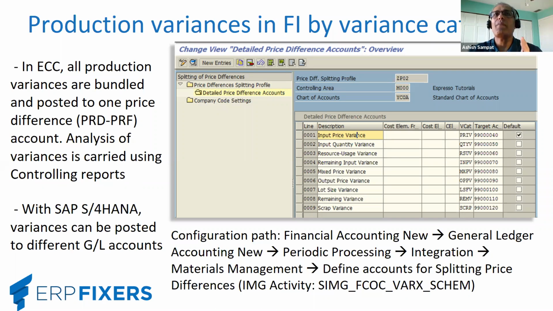Before that, let me back up. What happens in ECC? We always bundle the variances and post to one account, price difference account, PRD, PRF account, and that post to FI. No issues with that. But the analysis of variances is done on the controlling side, which always confuses people and says, oh, for that I have to go to controlling, and then there is some orders with work in process, some orders are completed, and kind of creates confusion and a lot of analysis.